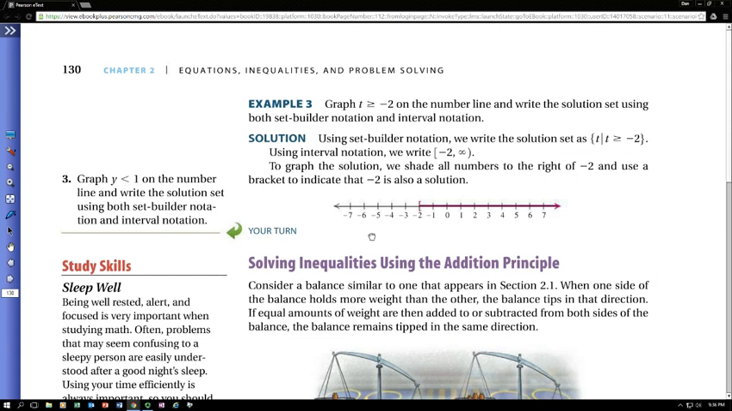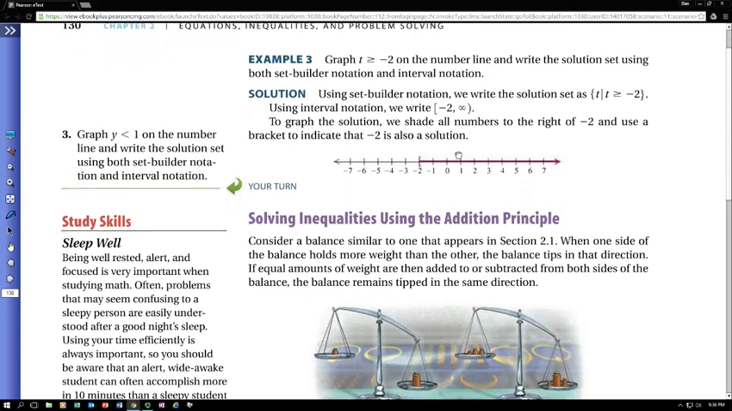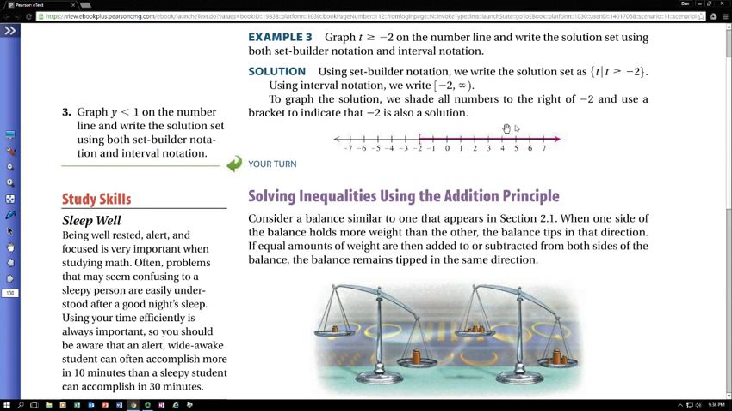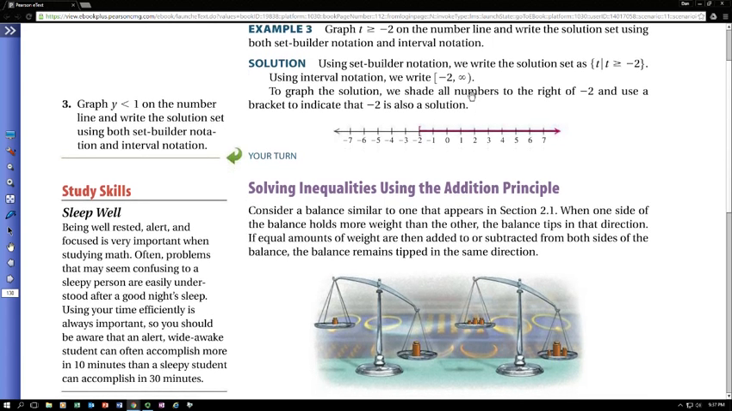Then they go through some examples here of basically graph this, and they want us to illustrate it in all three ways of t is greater than or equal to -2. Well, set notation would be the set of t such that t is greater than or equal to -2. Interval notation would be a square bracket at -2, which means it includes it, and it goes to infinity on the right, with a round parenthesis, and the graph of that would look like that.